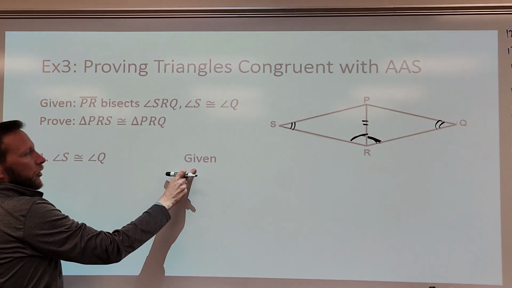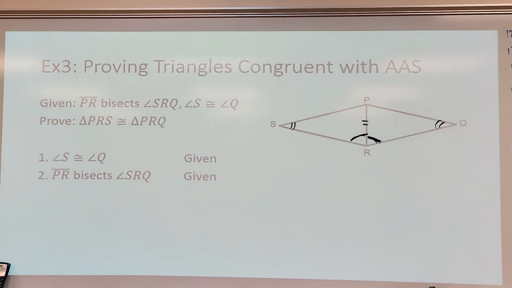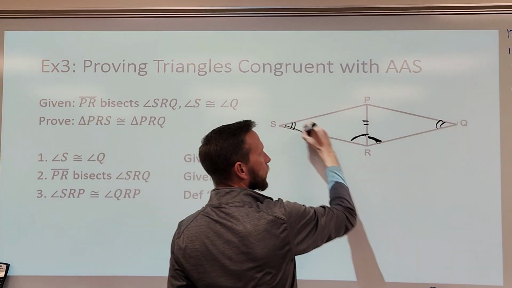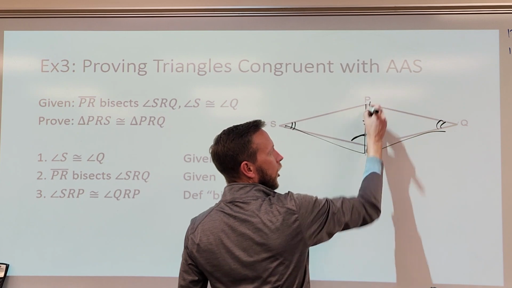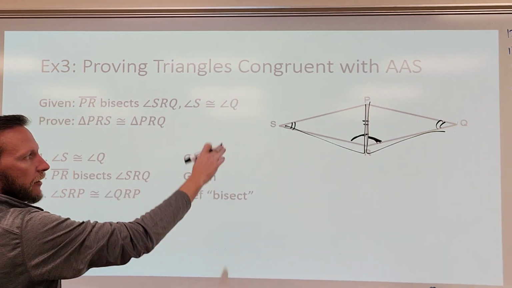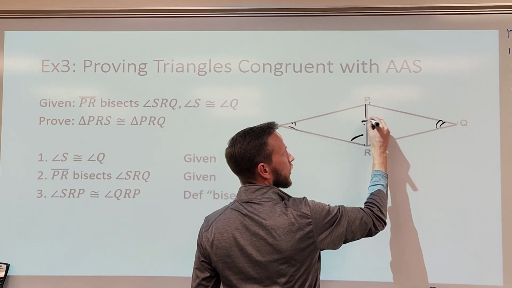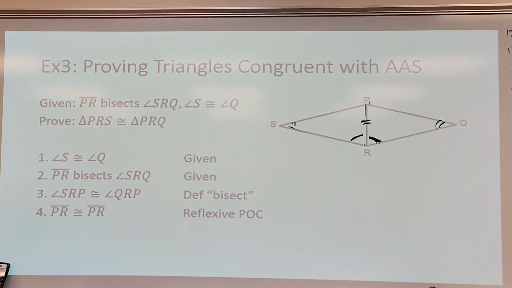So S is congruent to Q, the angle S congruent to angle Q, that's given. PR bisects the big angle SRQ, that's given. And now first freebie, using the definition of bisect, I know that this part, SRP, is congruent to QRP. All right, and that's why we have those angles marked, not the sides drawn in there, the angles marked. All right, and then we have the reflexive property for PR congruent to itself, or RP congruent to RP.